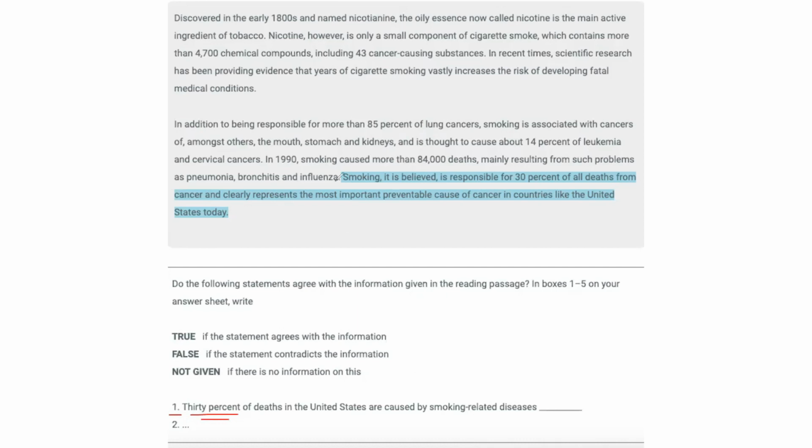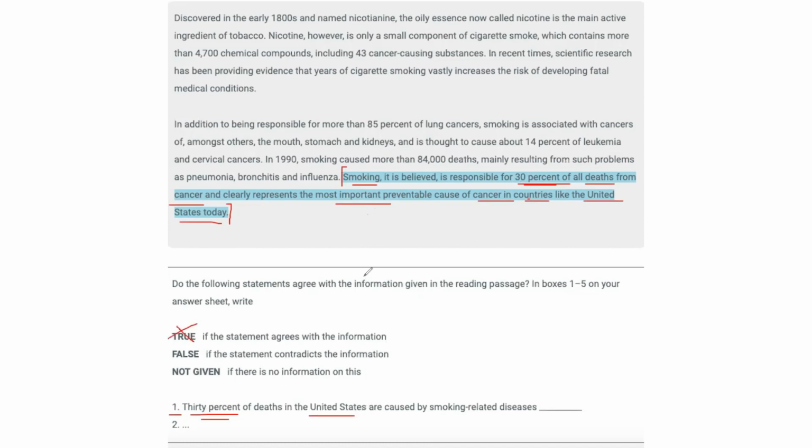So if we look up here in our passage, we have highlighted the sentence for you, and let's look at it together. Smoking, it is believed, is responsible for 30% of all deaths from cancer and clearly represents the most important preventable cause of cancer in countries like the United States today. This is a very tricky example, and a common pitfall for students would be to recognize 30%, 30%, United States, and automatically think it's true. And that is incorrect.